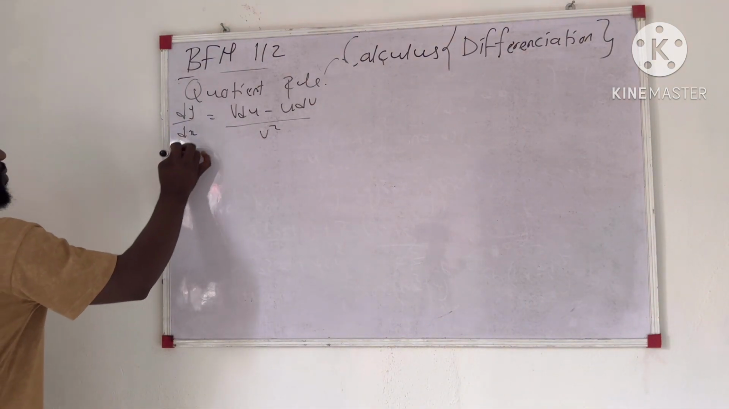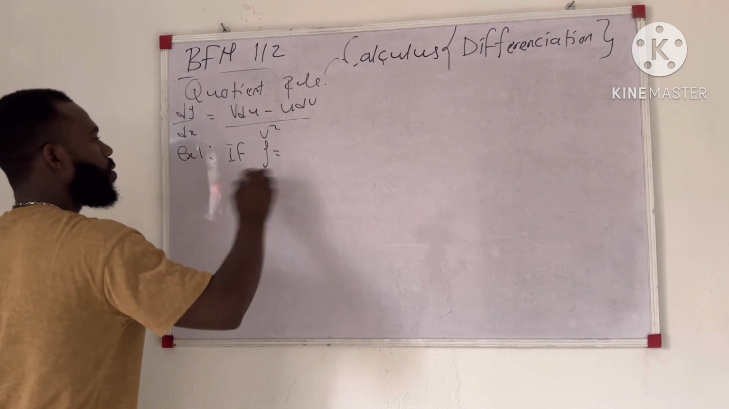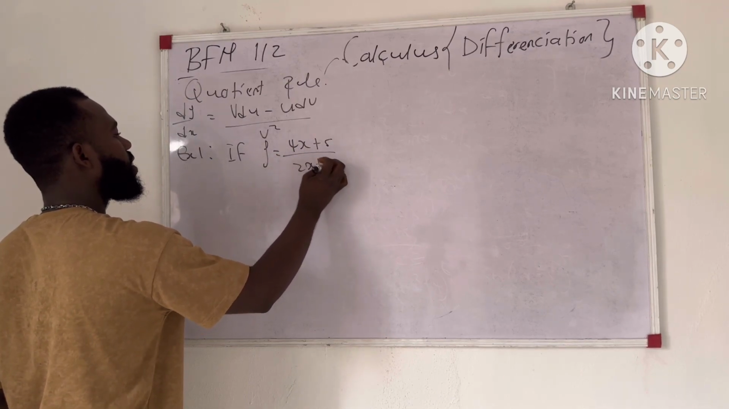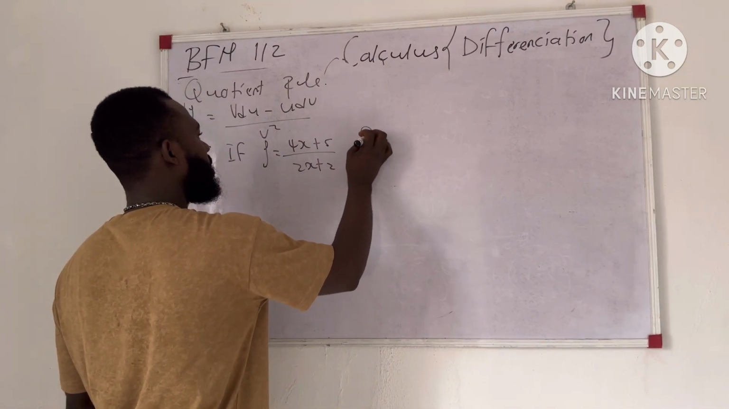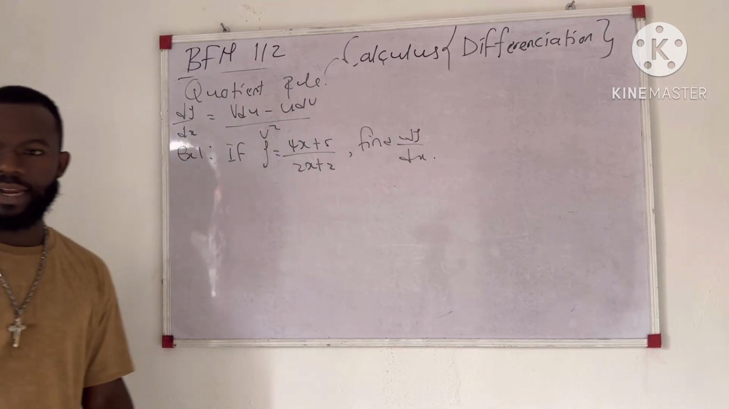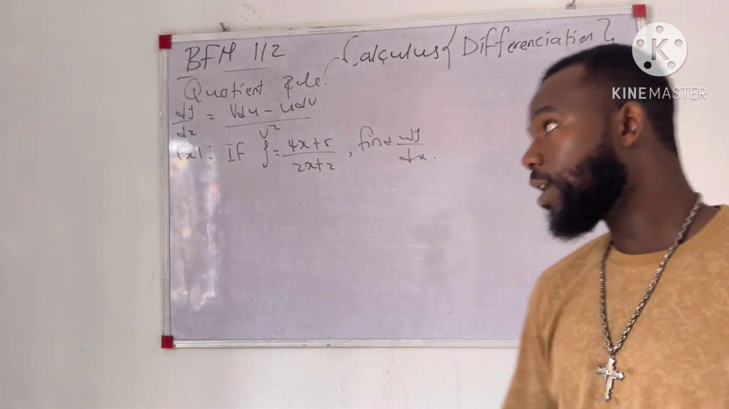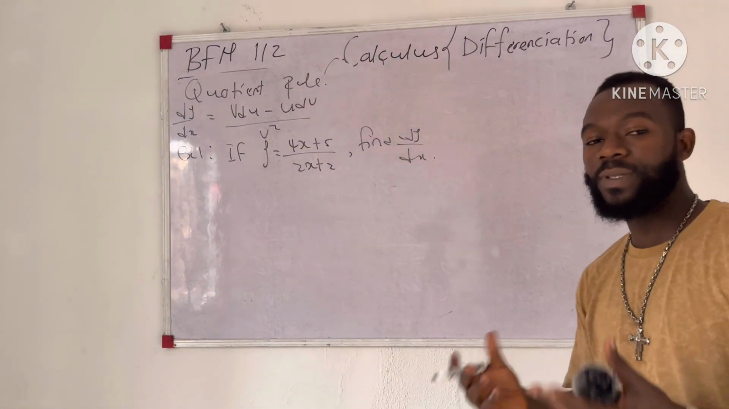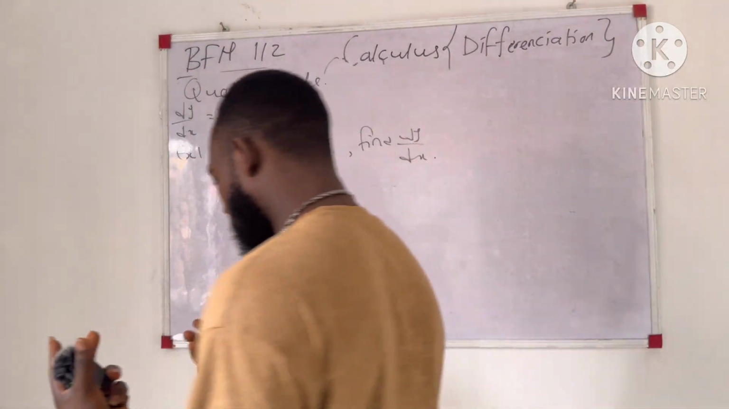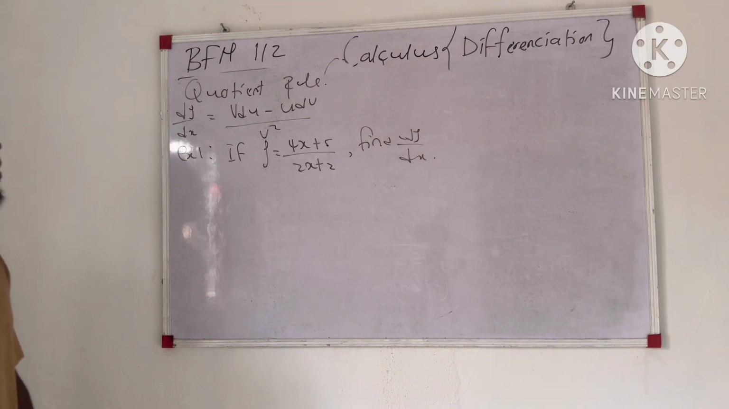Example number 1. If y is equal to 4x plus 5 over 2x plus 2, find dy over dx. Right. You see, quotient rule questions always come out like a fraction, because the word quotient means division. And for division to be found, it means we're going to be working with fractions. Alright. So now, what do we do?